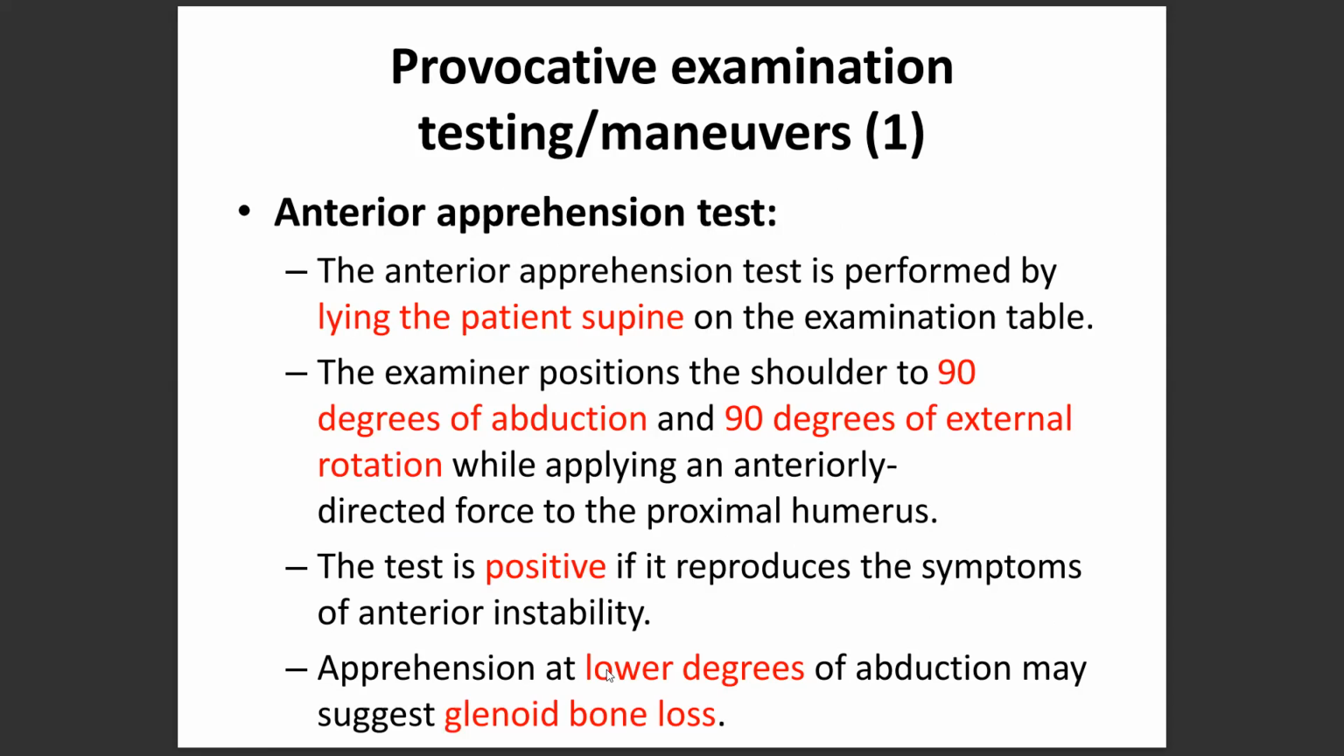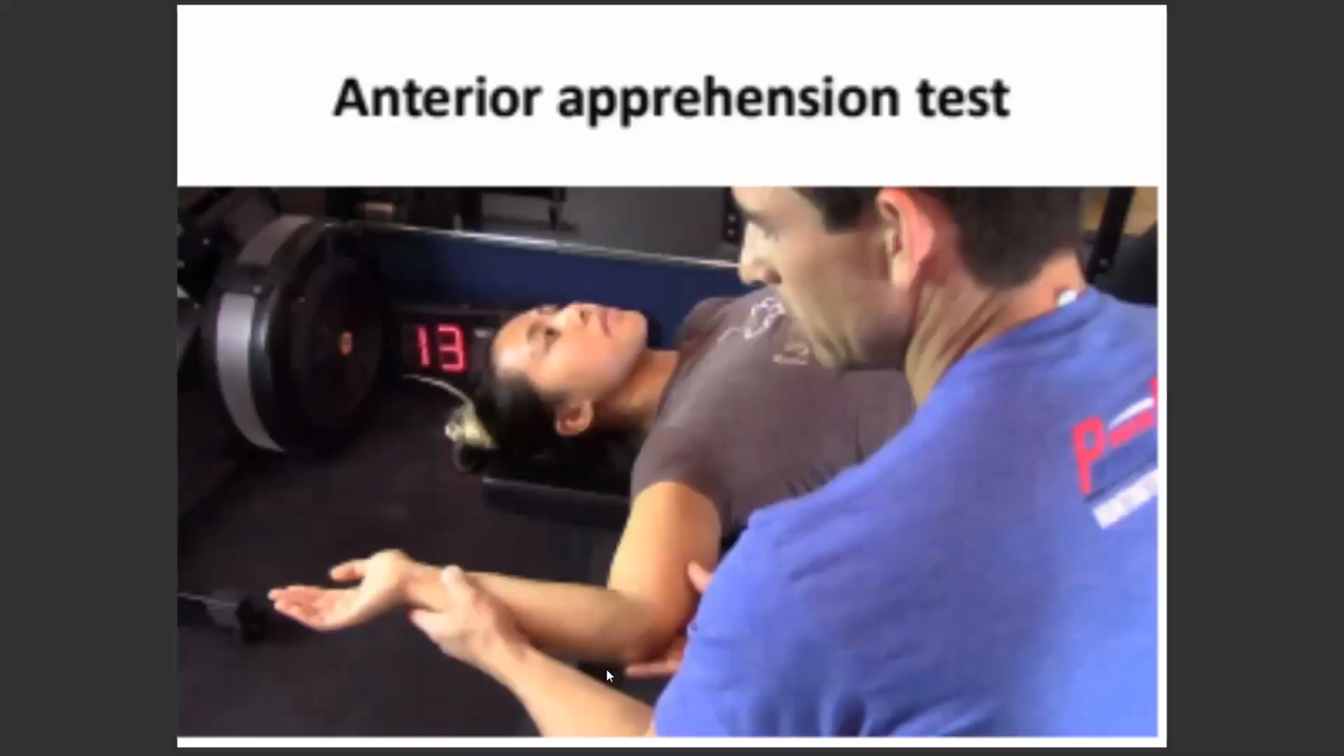In this anterior apprehension test, the patient will be lying in the supine position on the examination table, while the examiner positions themselves at the side of the patient. The examiner then positions the shoulder at 90 degrees of abduction and 90 degrees of external rotation while applying an anteriorly directed force to the proximal humerus.